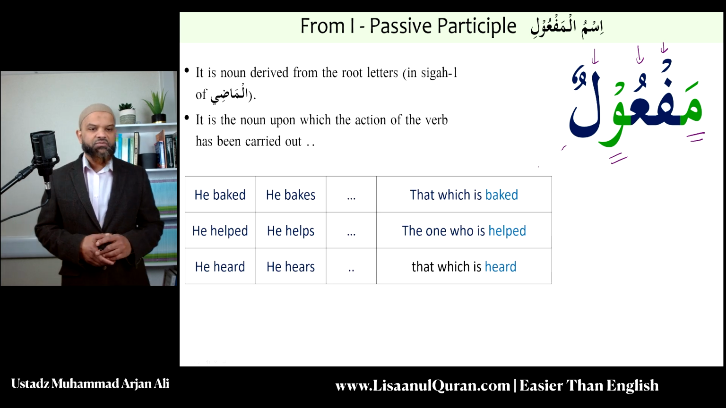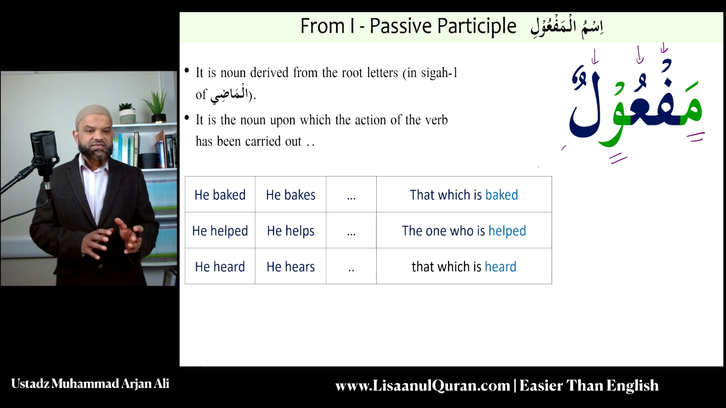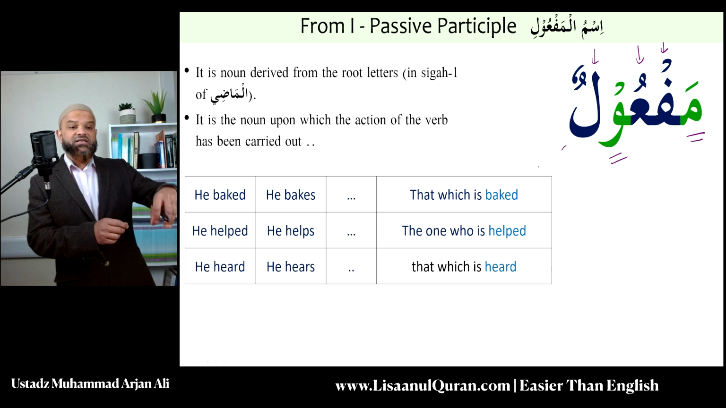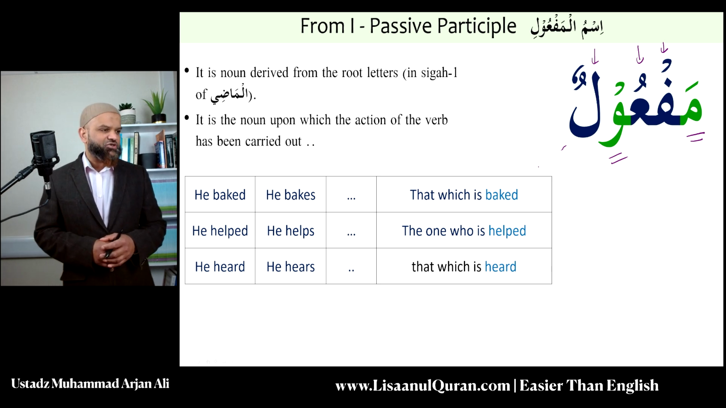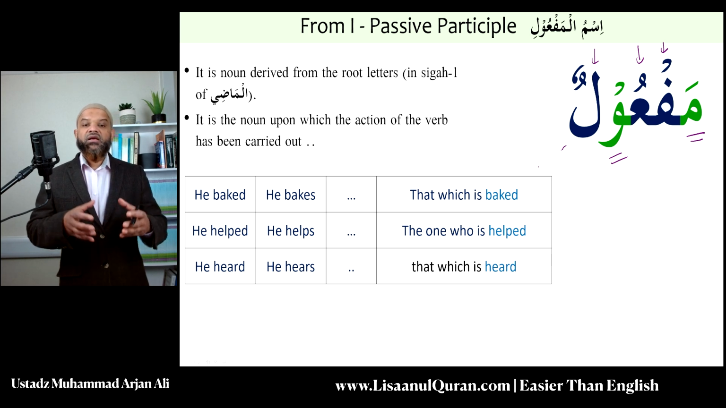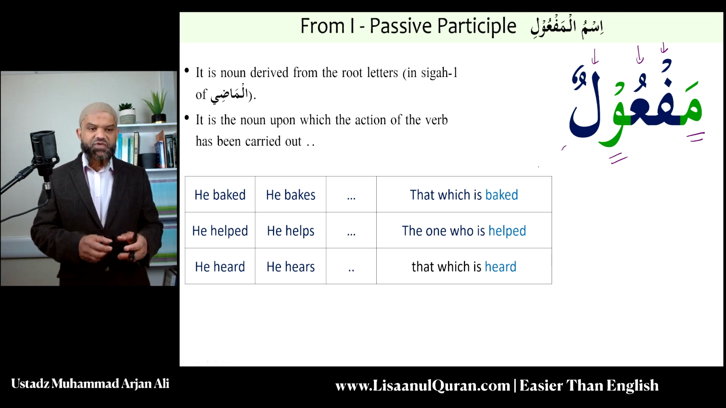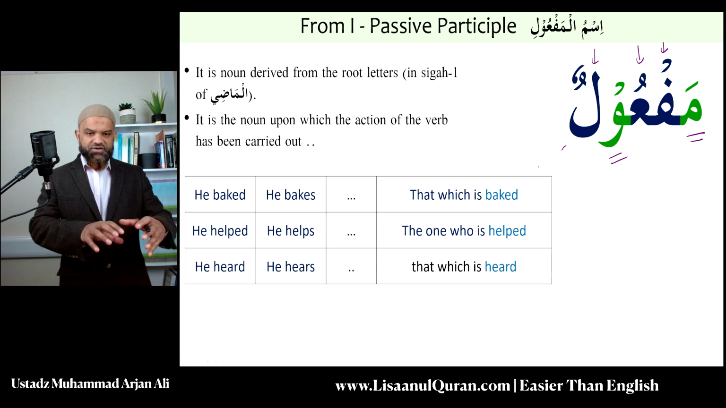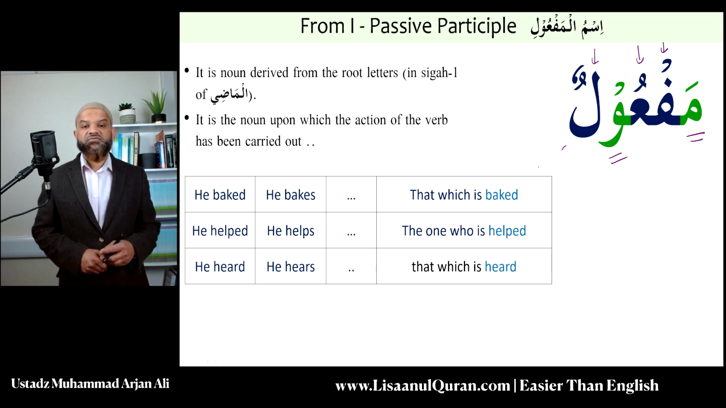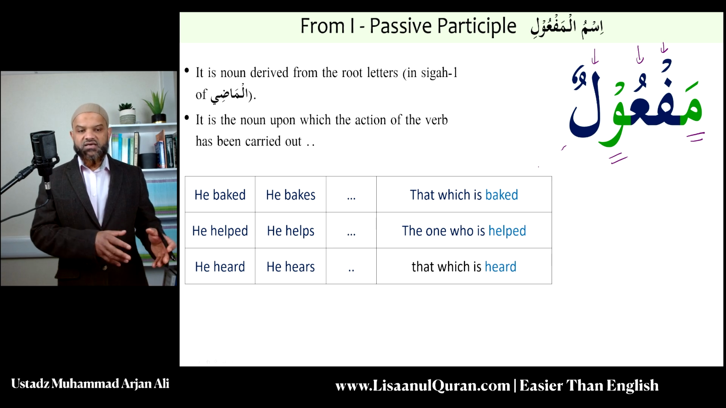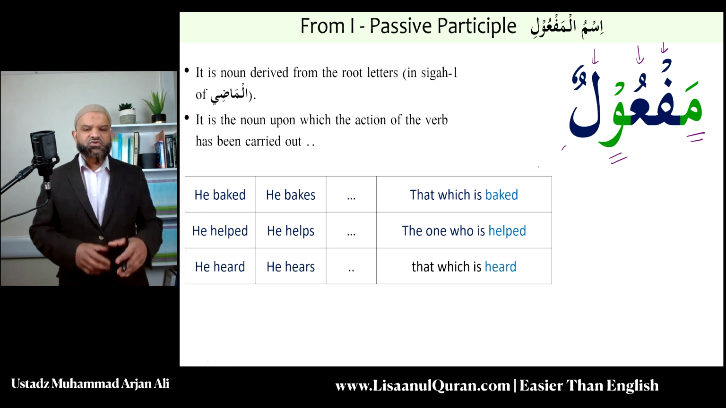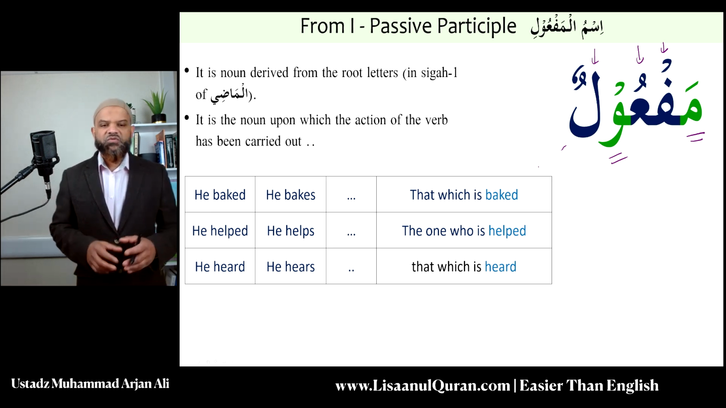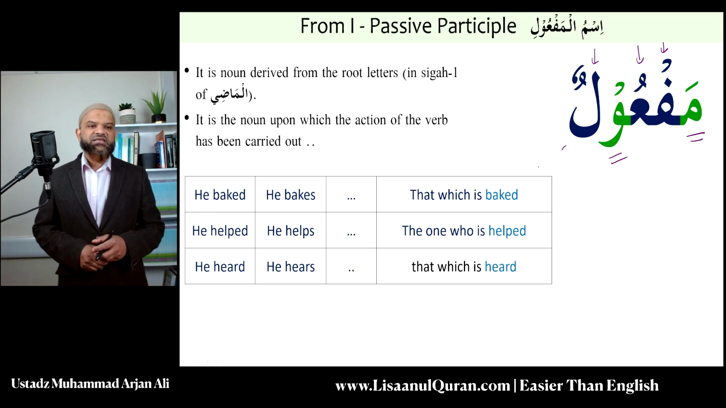So in English, for example, he baked, he bakes. The thing which he has baked is what we mean by that baked thing. I don't know if that's the right translation in English, that which is baked. He helped, he helps, which are verbs. The one who is helped, the person or the being or the thing that has received the action of help. And the last one, he heard, he hears, which are verbs. And then we say that which is heard, the thing that has been heard. So whether it's a speech or whatever, that will be the passive participle.